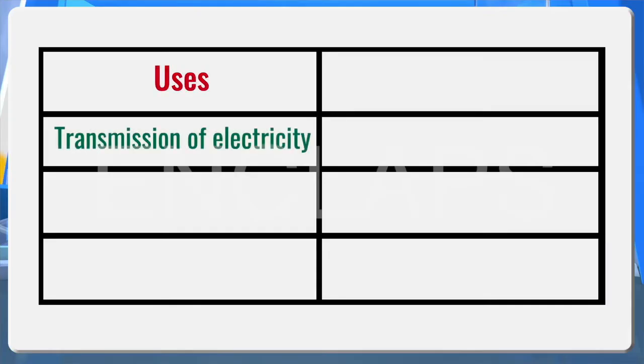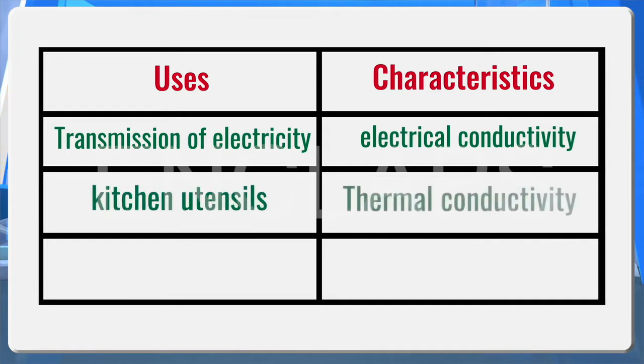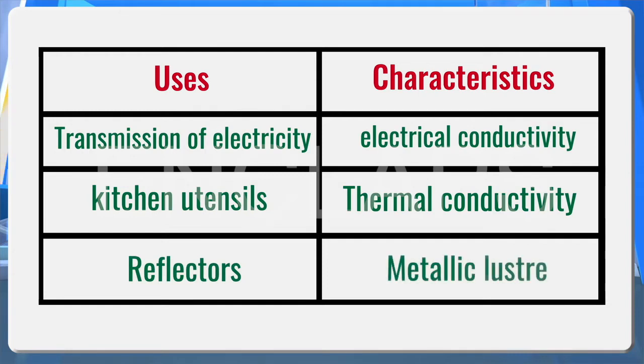The first use of aluminium is transmission of electricity and it is used due to the electrical conductivity of aluminium. Next use of aluminium is, it is used for making kitchen utensils and it is due to the thermal conductivity of aluminium. The third use of aluminium is, it is used as reflectors and it is due to the metallic luster of aluminium.